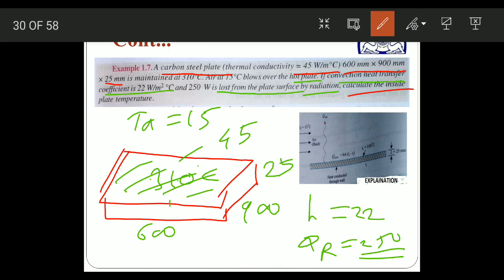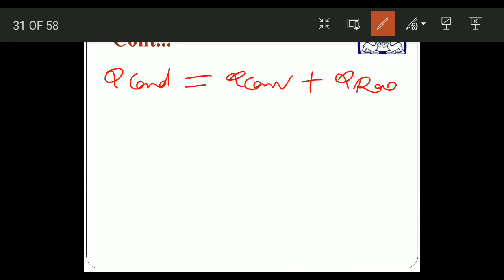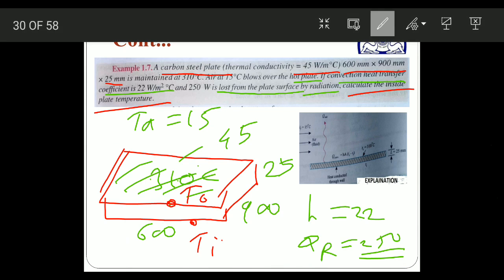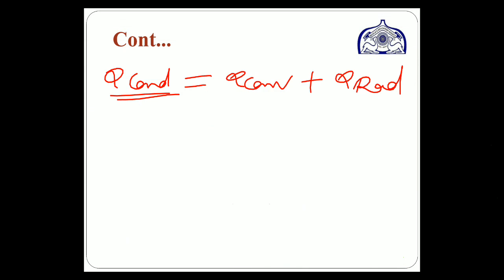And what we have to calculate here? The inside plate temperature. That means this temperature, 310, is known to you. So what will be this temperature? Ti. This is the question. And this is To, suppose. So here the heat balance equation is very important. Heat conducted must be equal to heat convected plus heat radiated. Whatever heat is conducted from the inside surface to the outer surface, that heat only convects and radiates. So this is the energy balance equation here.